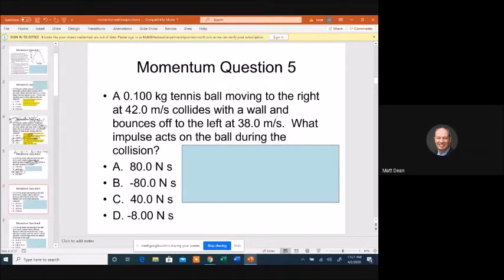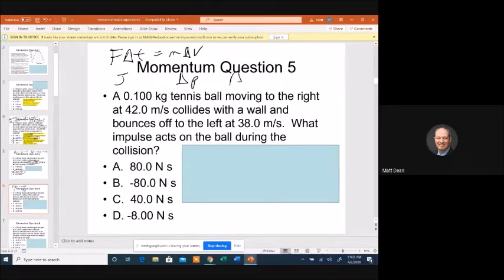All right, question 5 is a continuation of that last one. Here we want to know what's the impulse that acts on the wall. Again, we need to remember that F delta T equals m delta v, where F delta T is the impulse and m delta v is the change in momentum. We don't know the force. We don't know the time. But what we do know is the mass and the change in velocity. So we can calculate the change in momentum, which is equal to the impulse.